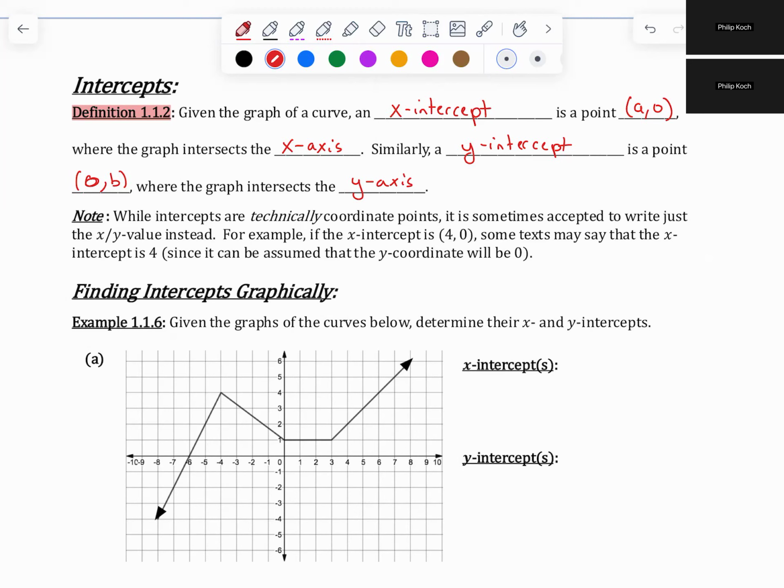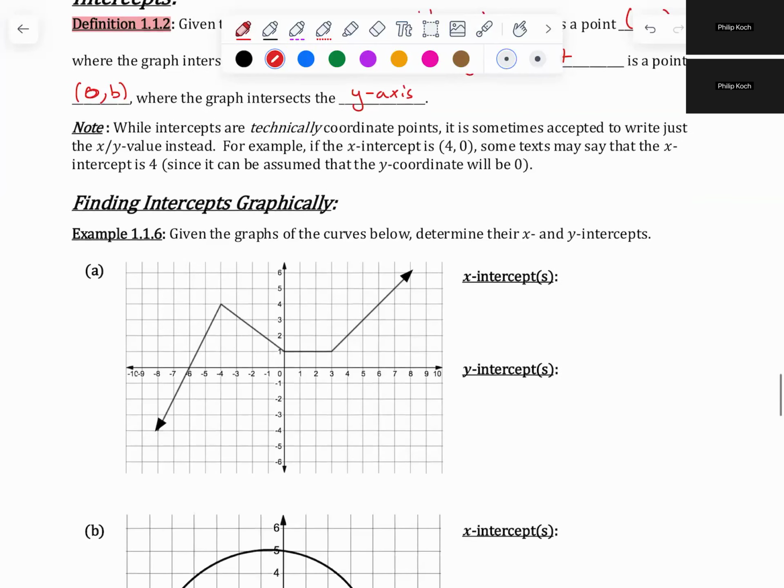Or if I don't specify, then you can write it in either way. That being said, if you write the x-intercept as a point and Alex wants it as just the value, it'll mark you wrong. Just email me and I'll give you full credit back, because I don't really think there's a big difference between either one. So as it says in the note, sometimes it's accepted to just write the x value. So instead of writing 4 comma 0, Alex might want you to write just 4.